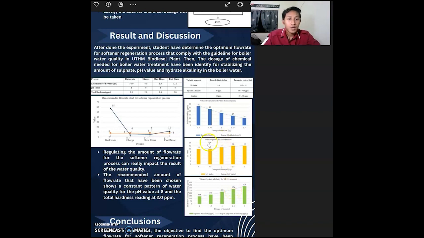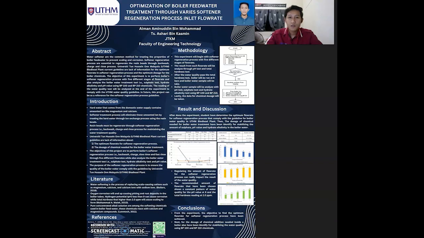So basically, the chemical that has been used in boiler water for increasing the value of pH and the value of hydrate alkalinity is the same, which is the BP210 chemical. So as a conclusion, we can conclude that the recommended limit or the optimum dosage for the chemical addition to treat the boiler water is 3 kg of BP210 chemical, and for BP100 chemical it performs best at 1.0 kg.